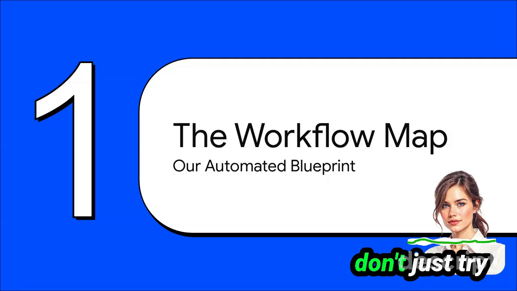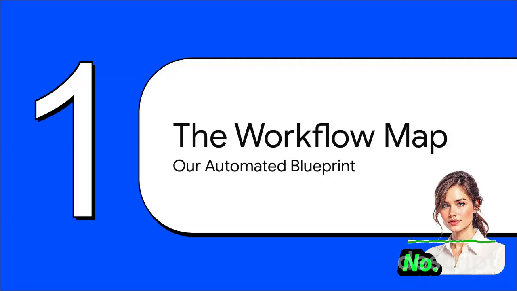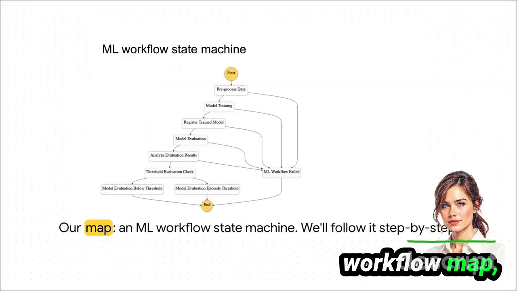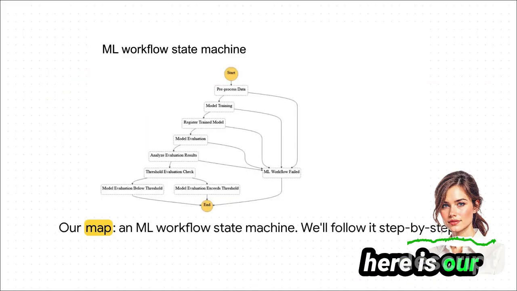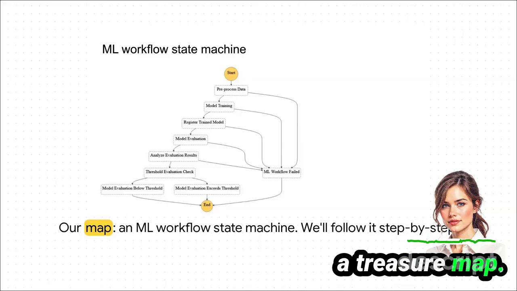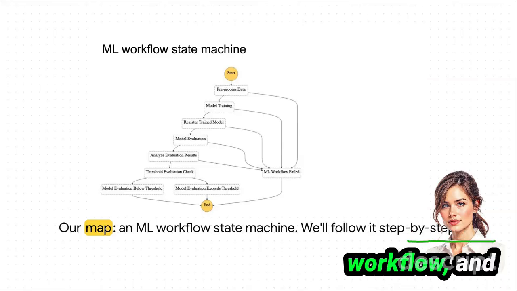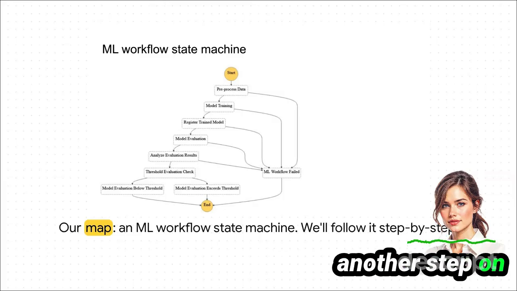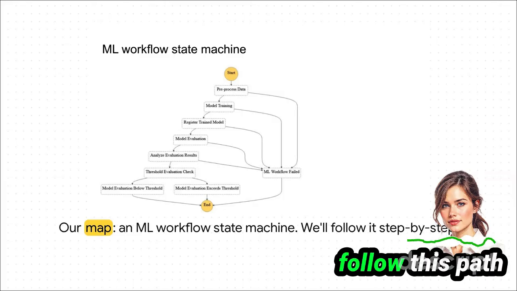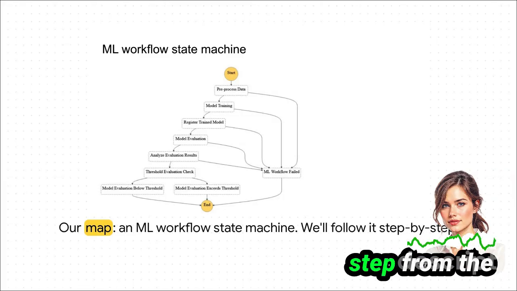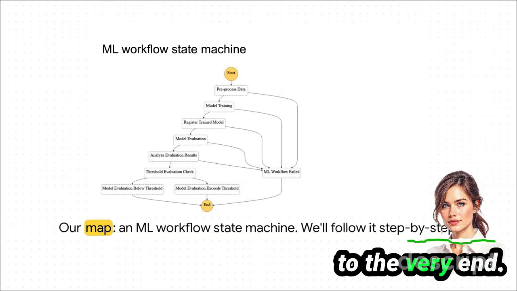So, how do we cross that gap? We definitely don't just try to wing it. No, we need a plan, a blueprint. We need an automated workflow map. And this, right here, is our map for today's explainer. Think of it like a treasure map. It's an ML workflow, and each box is another step on our adventure. We're going to follow this path together, step by step, from the very beginning to the very end.